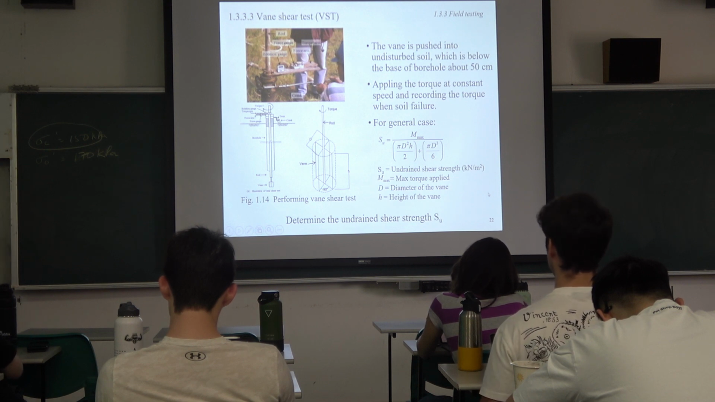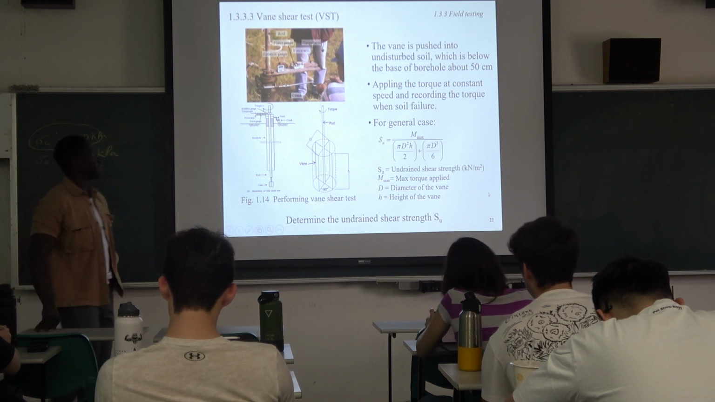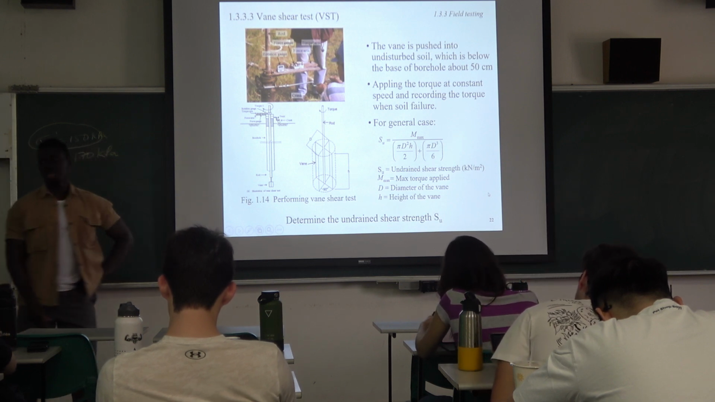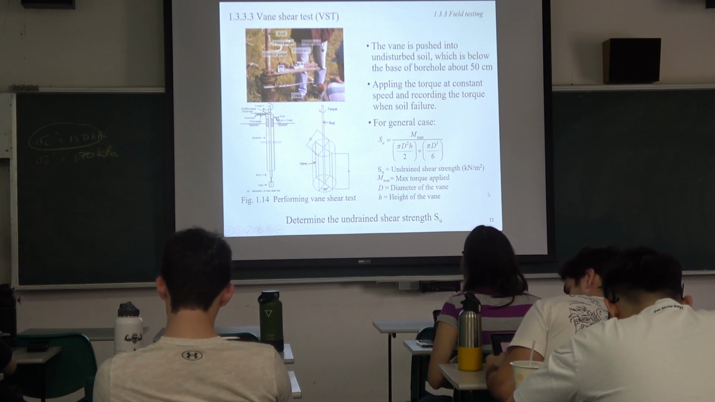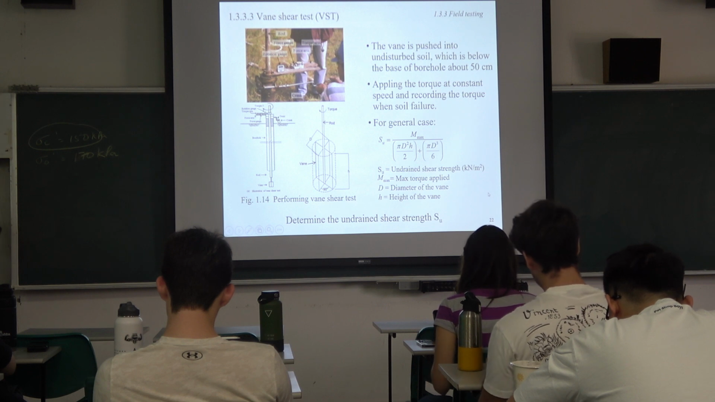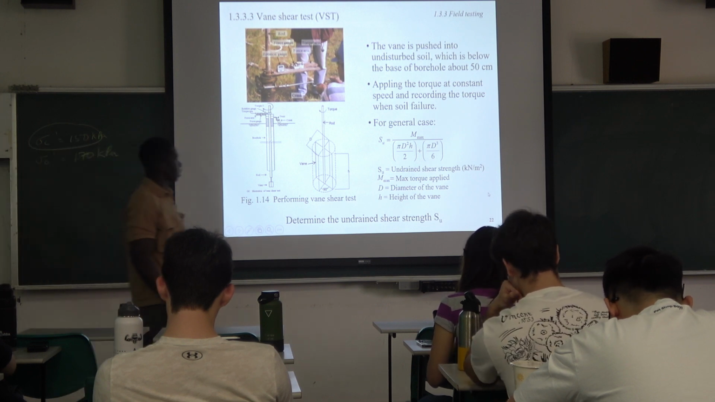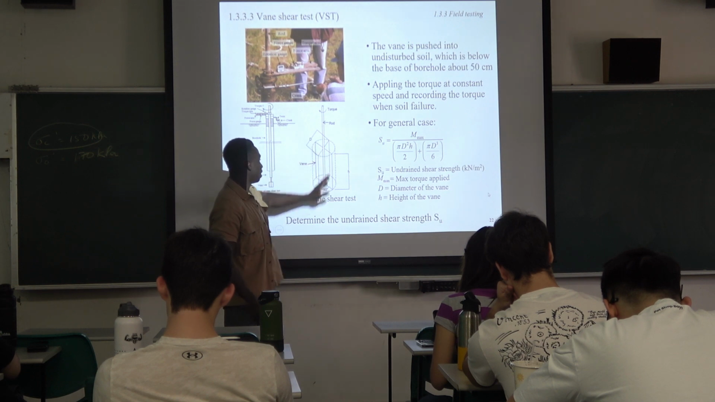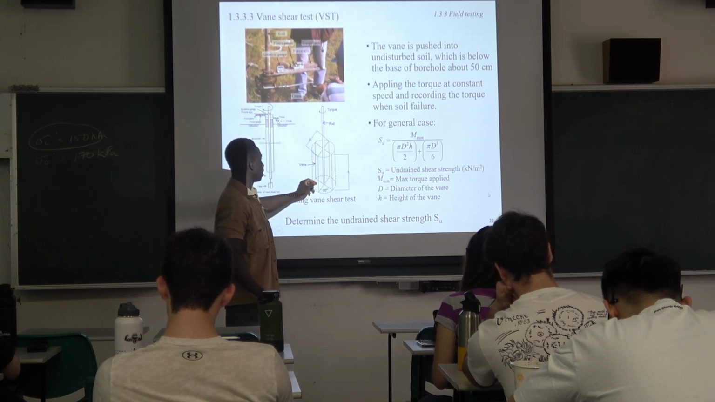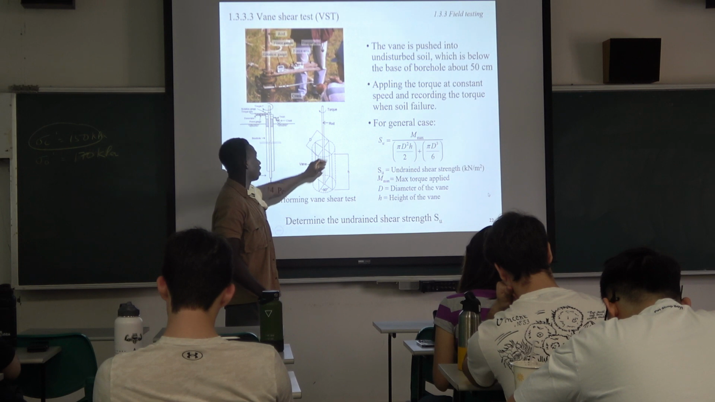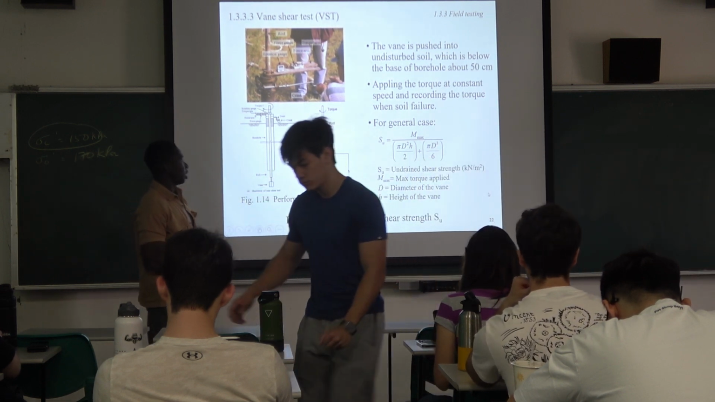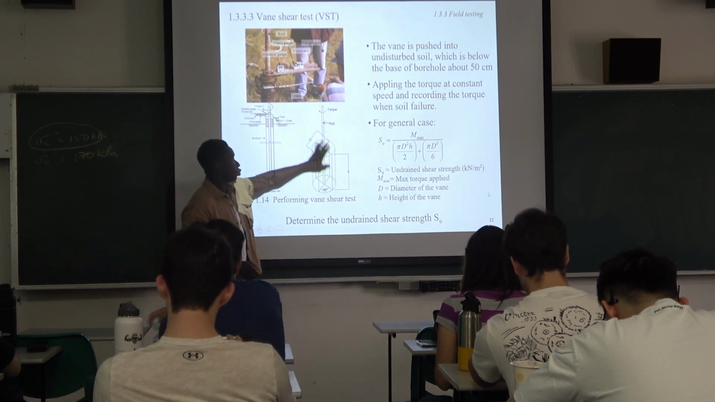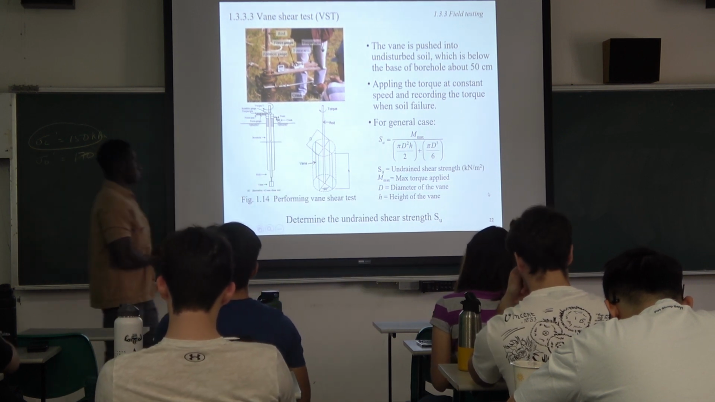Another tool we have is the vane shear. This one is mostly used in clay soils, and it is used to determine the undrained shear strength of clay soils. Okay, so we can see here, the angle between each of these is 90 degrees. This is the vane, this is the diameter, and this is the height of the equipment. Usually, the height here is twice the diameter of the vane.